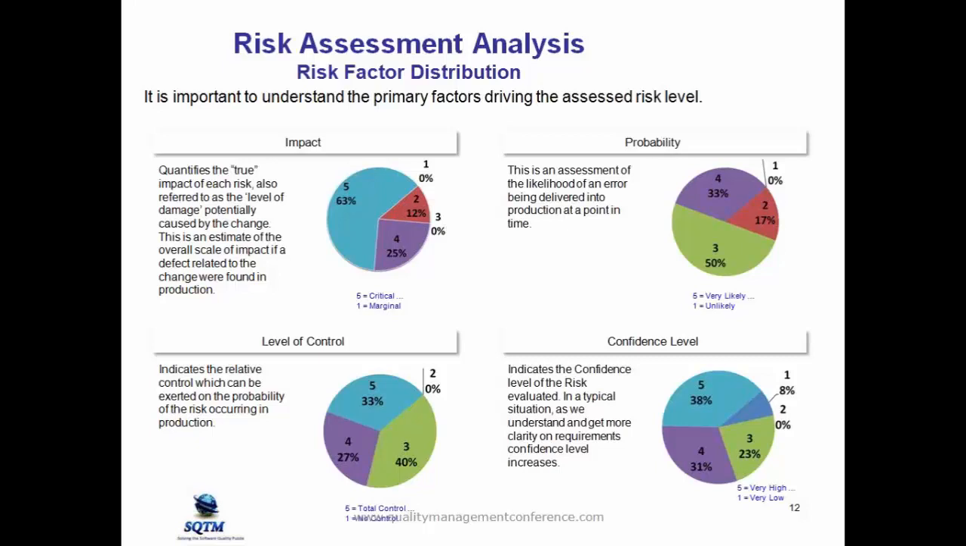So a 5 is going to be the worst, meaning it's very likely that an error will be delivered into production. This might have something to do with the level of complexity it's going to take to develop this particular requirement. That could be a factor. It could be other factors, like the number of people or the number of interfaces involved. Might be on a more complex end.